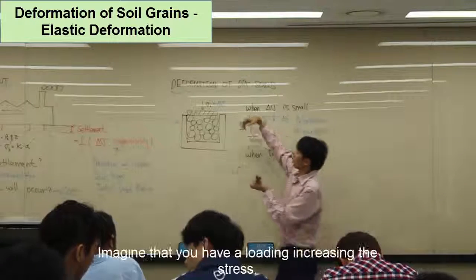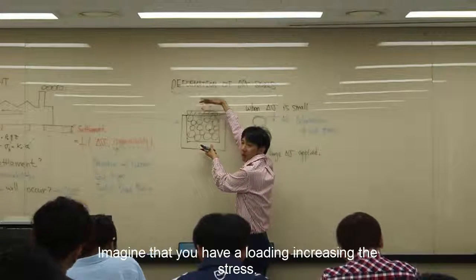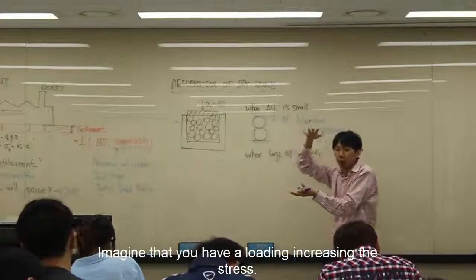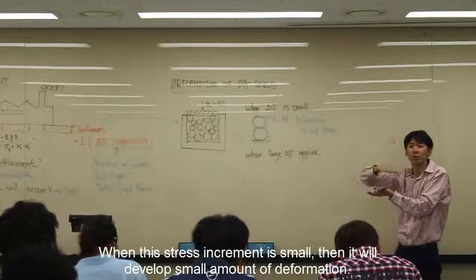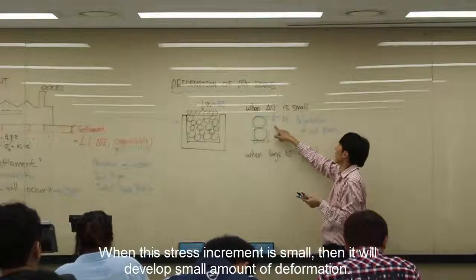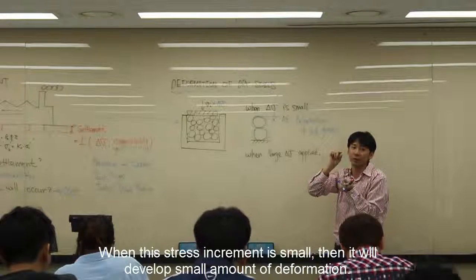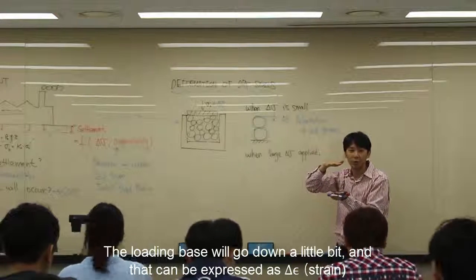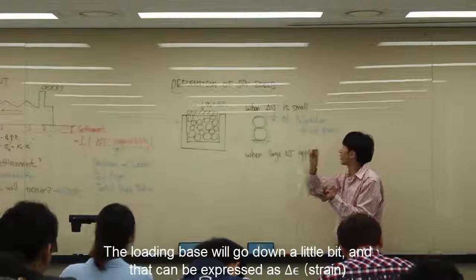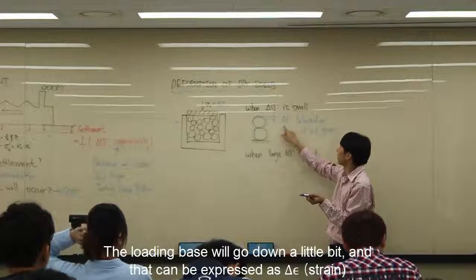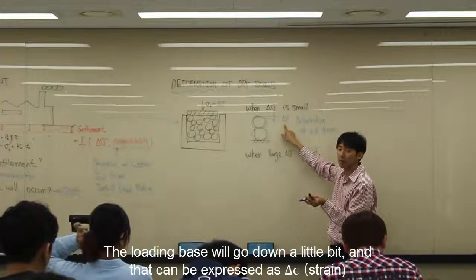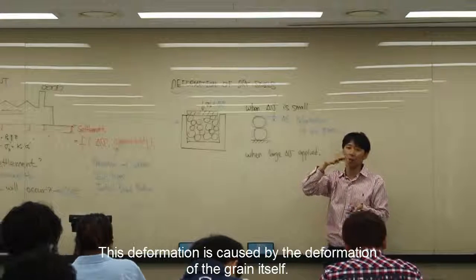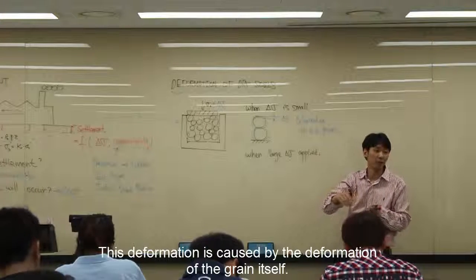So imagine that we have a loading plate, and with this loading plate we start increasing the vertical stress. When this stress increment is small, you will develop a very small amount of deformation. Then the loading plate will go down by a small bit, which can be represented by this delta epsilon, the strain. And this deformation is actually caused by the deformation of the grains themselves.